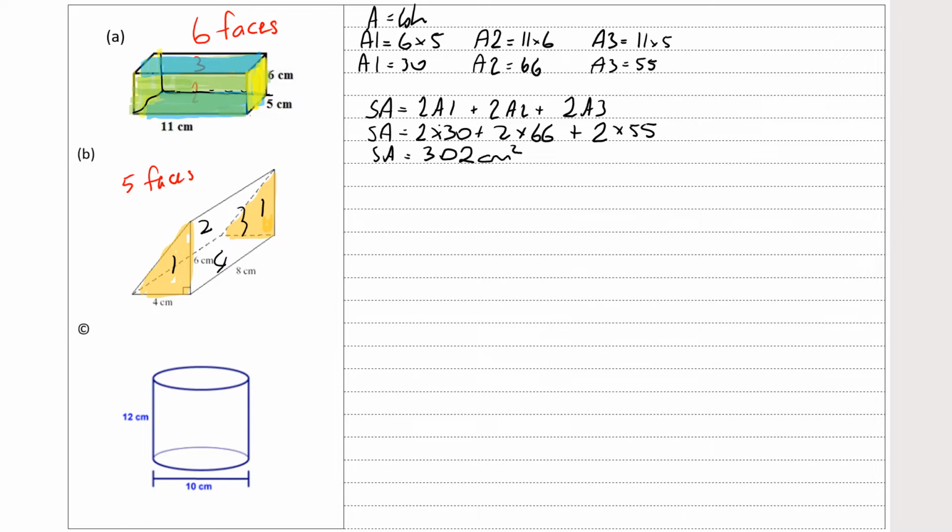So to find area 1, which is a triangle, we're going to do half times the base, which is 4, times the height, which is 6. So half of 4 is 2, and 2 6s are 12. So area 1 is 12, and we have 2 of those.